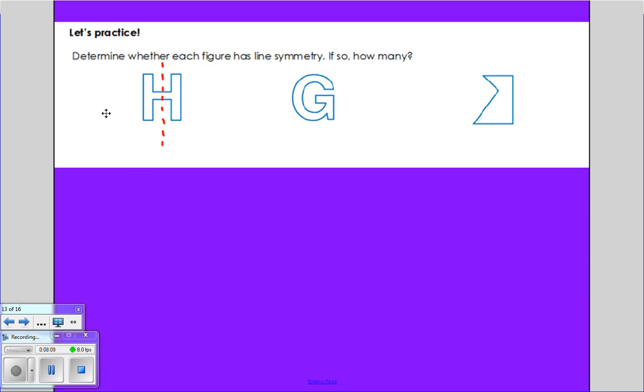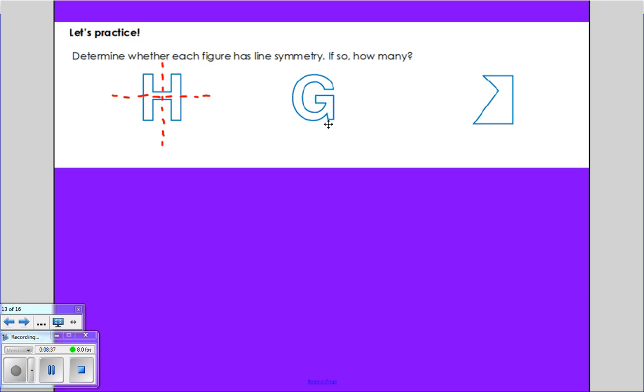Now, there's one more line of symmetry for the letter H, and it goes this way. We could also fold it down the middle this way, and all our corners would match up. However, if you take a piece of paper and you fold it diagonally, this letter H, these corners will not match up to each other. So whenever you have a figure that you're not sure what line of symmetry it has, you can draw it on a piece of paper and try and fold it in half.